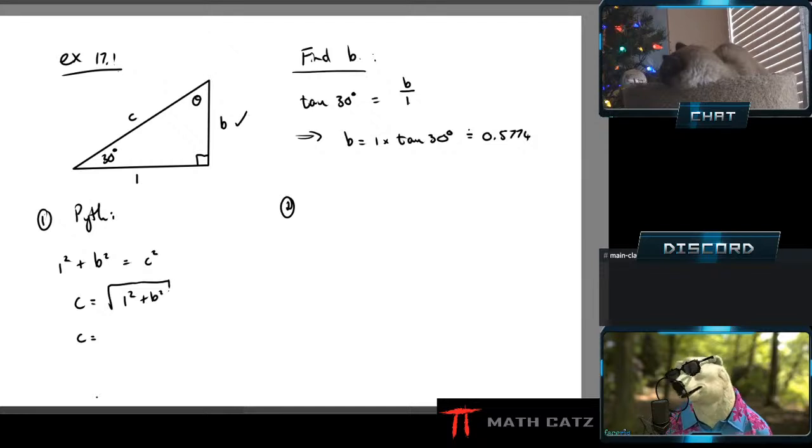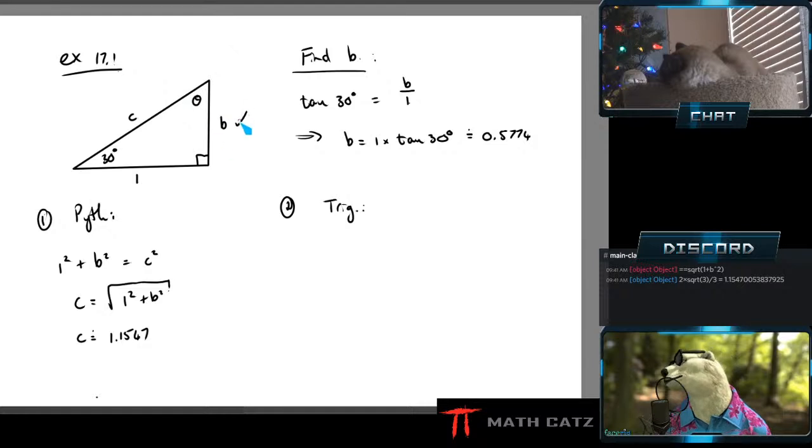So when I calculate that, let's see what we get. Calculator heavy, I suppose. 1 plus b squared. We get 1.1547. Still rounded, but I think that's pretty good. Or we can use trigonometry again, and ignore the b, because what if I made a mistake? Then if I use that for c, then c would be wrong. But if I only use things that were given, I am a little safer.